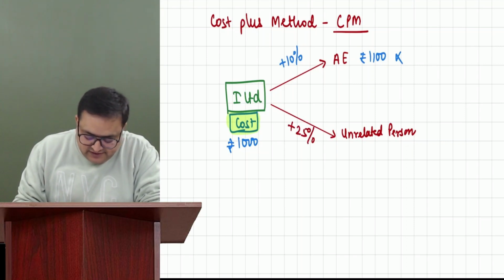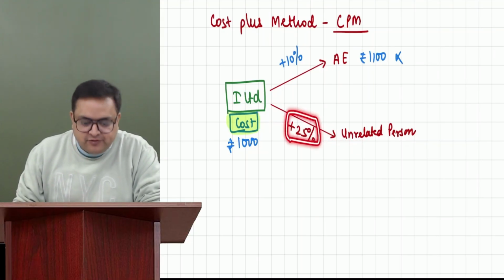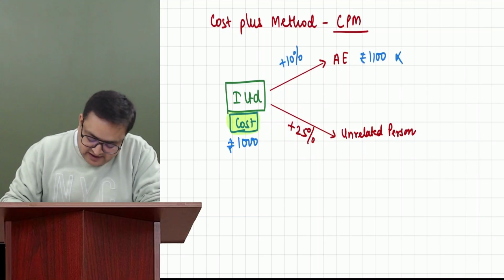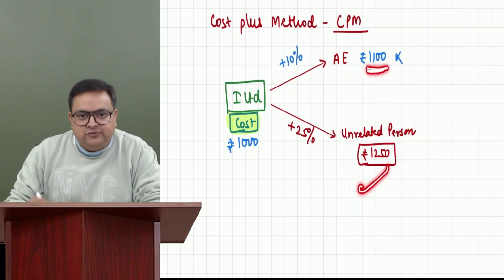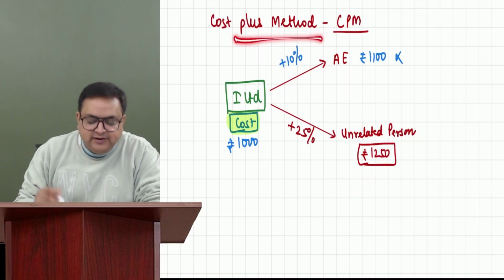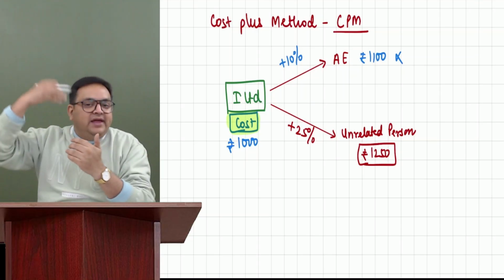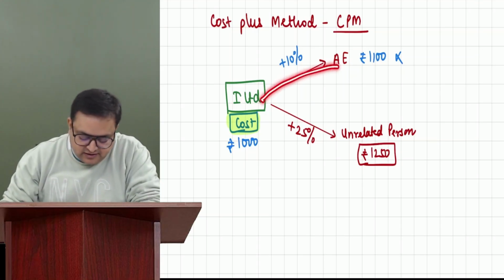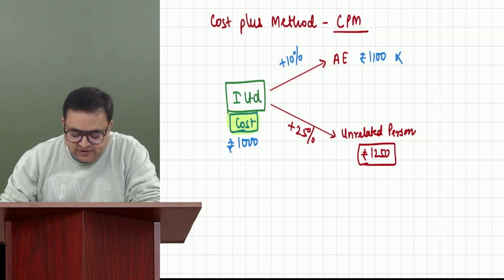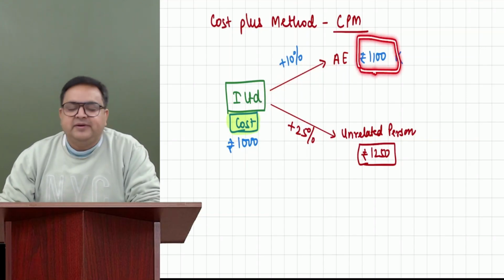So we sell it to an unrelated person by making a 25% profit. So generally we sell it at rupees 1250. Correct? So 1250 is the correct price. This is not the correct price. So when will you use cost plus method? Generally when you are selling it to your associated enterprises. So let's say, for example, it is given that 1100 rupees is the price which you have sold it for.